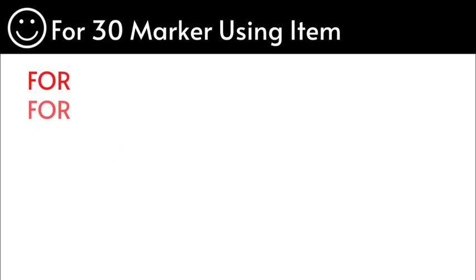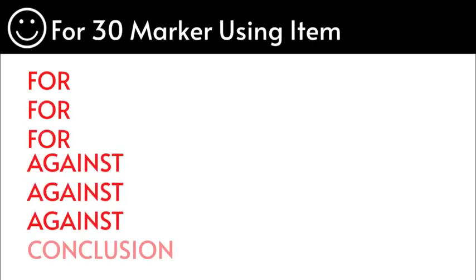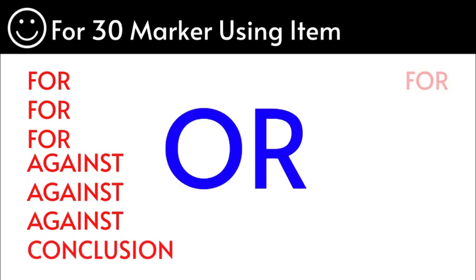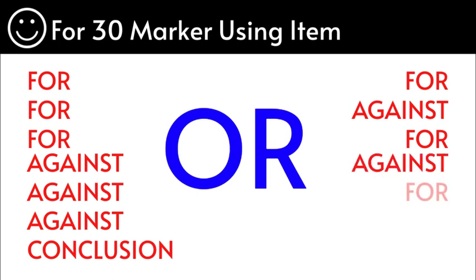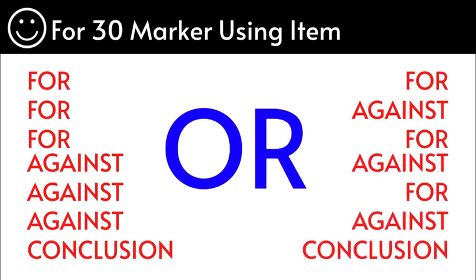30 marker using an item, it's for, against, conclusion. So it's 3 points for, 3 points against, and conclusion, or is it for, against, conclusion? Pause and have a think. Yes, it is the right one. For, against, conclusion. It's 3 points you need for, 3 points against, but you need to do it in that order that I've stated on the right. Don't do the order that's stated on the left.